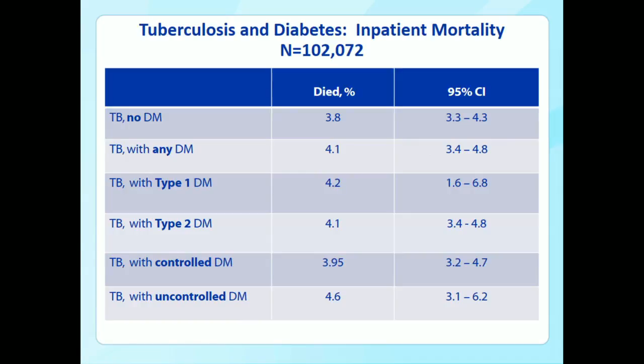And then we examined inpatient mortality, and over time, mortality remained relatively stable. And it was quite similar across all of these combinations of TB with and without diabetes. There was no statistically significant difference in the occurrence of death based on diabetes status.